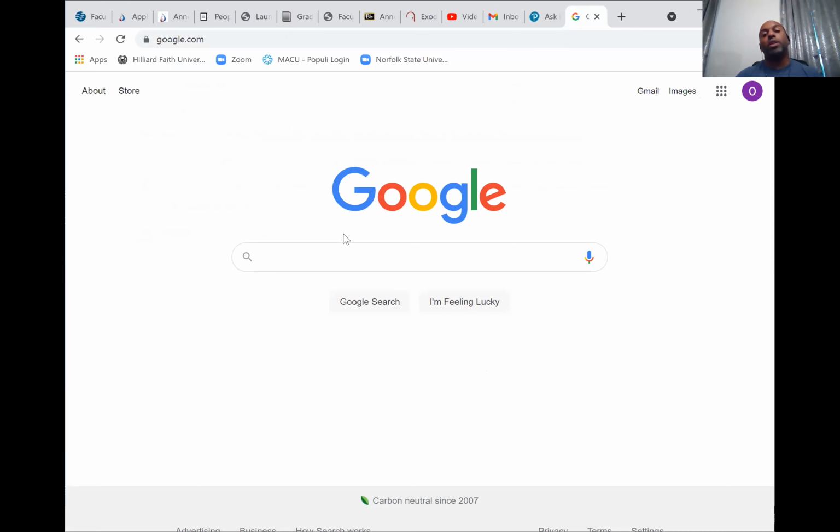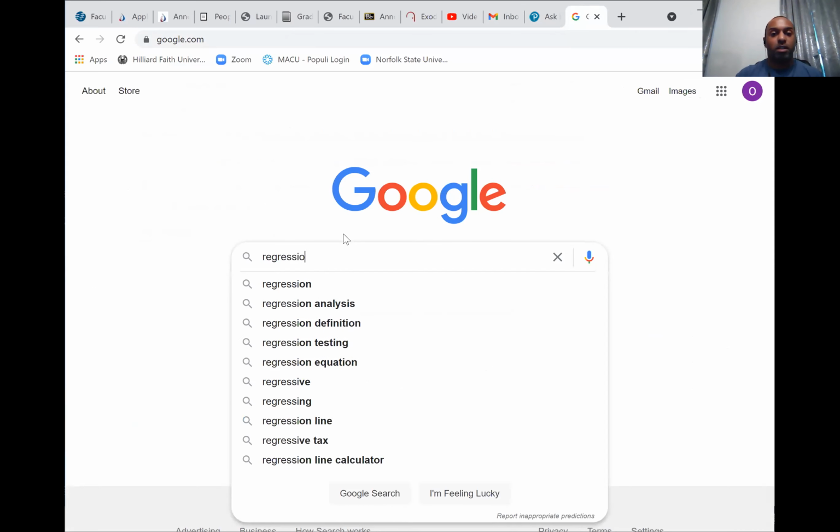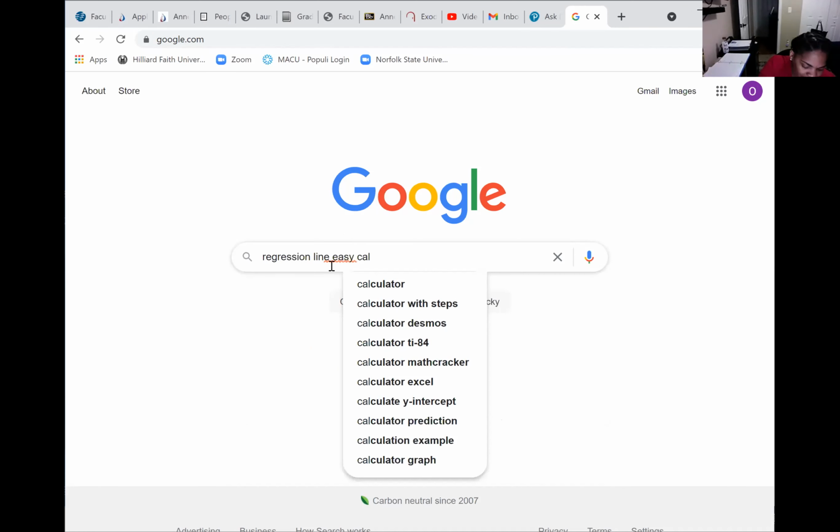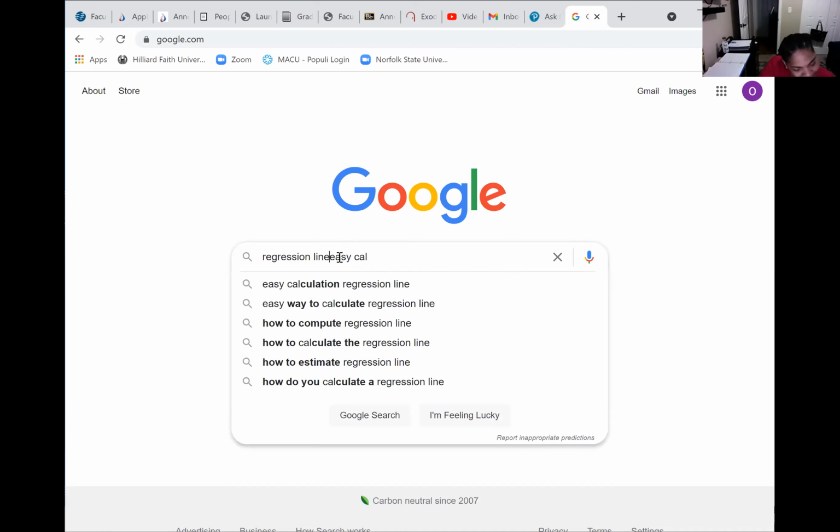All right, so we're looking for the regression line. Regression line, easy calculation. Yeah, I didn't know we had a calculator for that one.